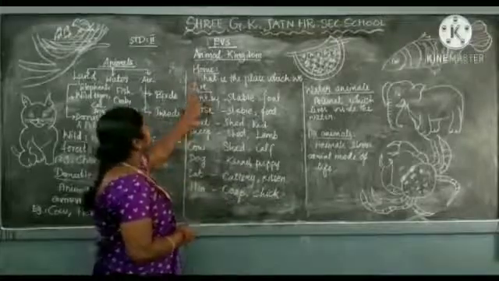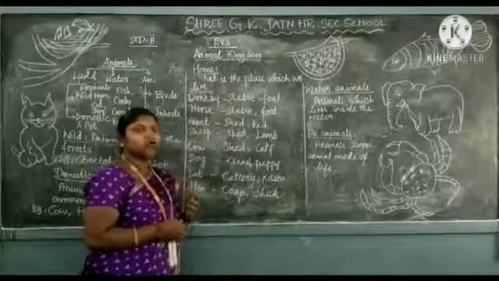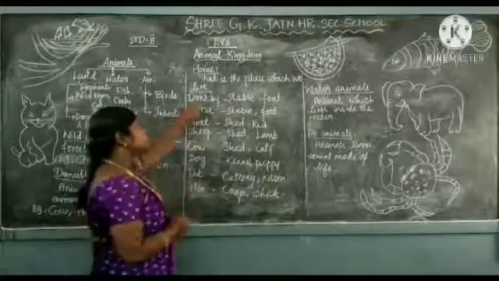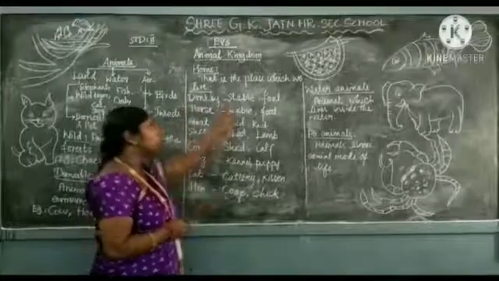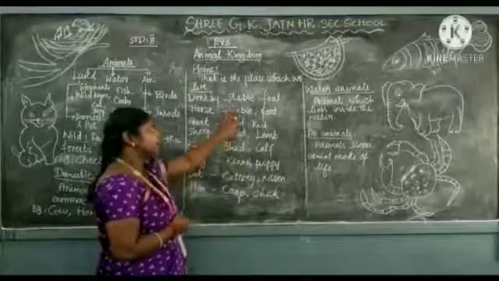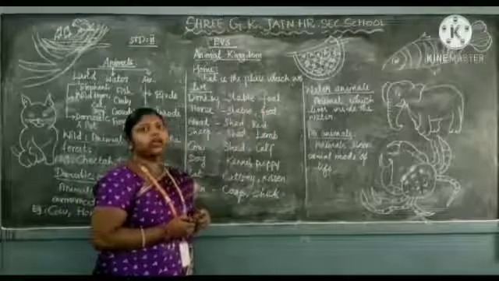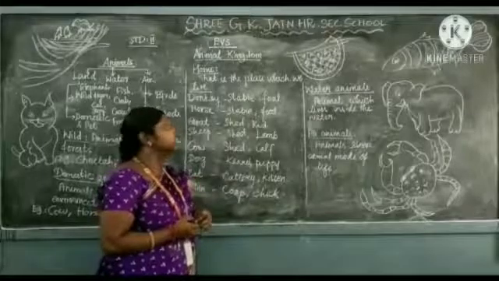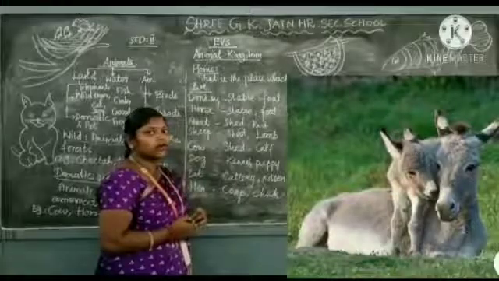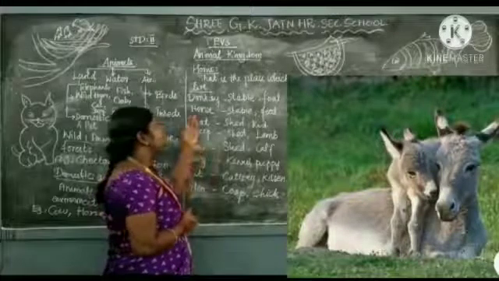First, home is the place which we live. Like that, animals also select one place to live. For example, donkey. The home for donkey is stable. That place only it can live. Then the young one of donkey is foal. Donkey is grey in color. What is the sound of donkey? Hee haw, hee haw. Horse.